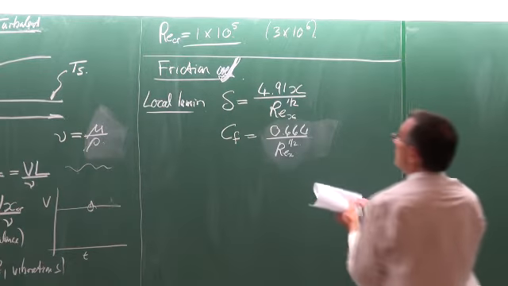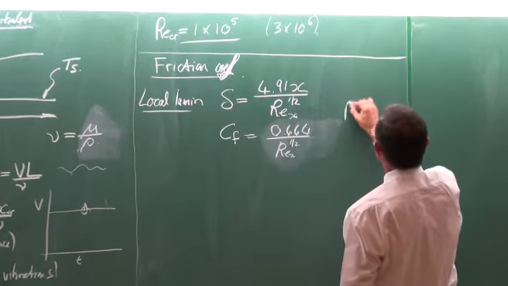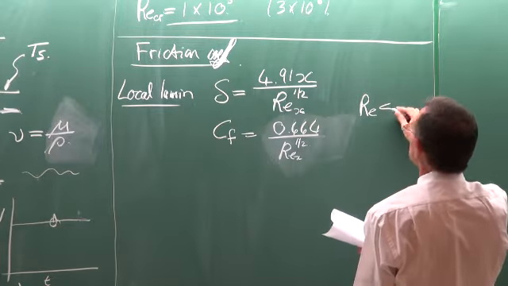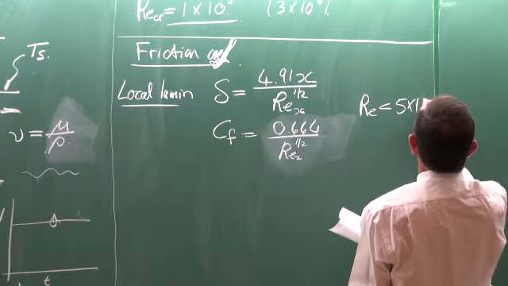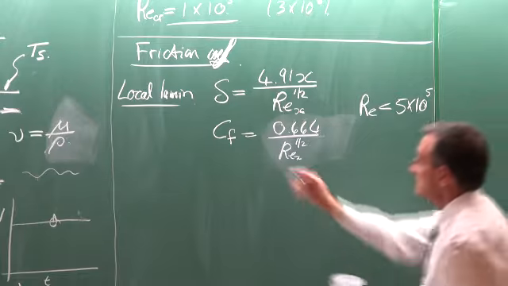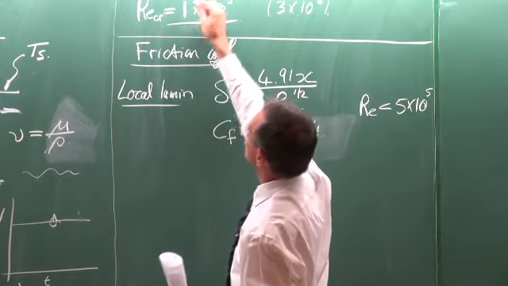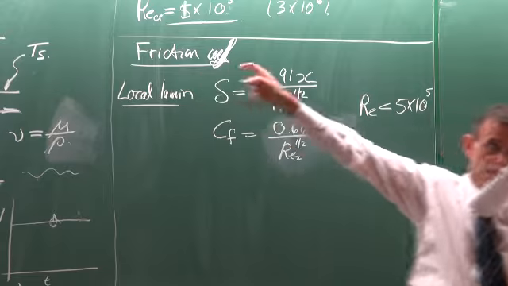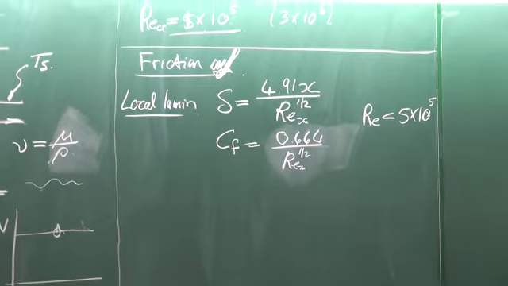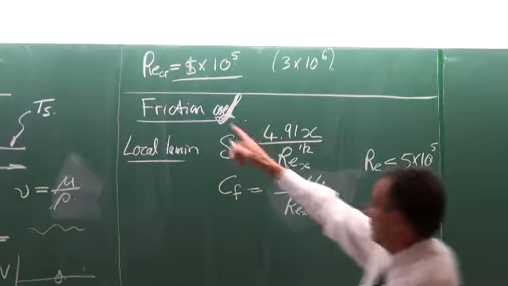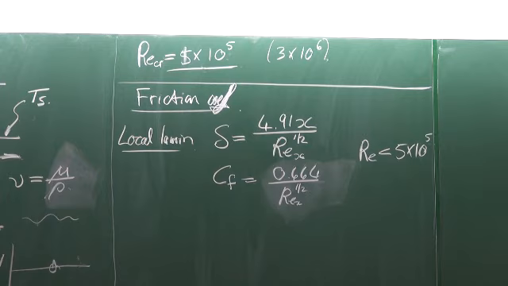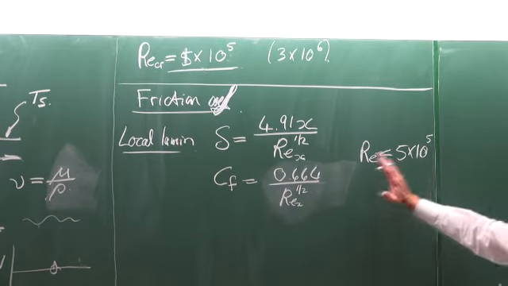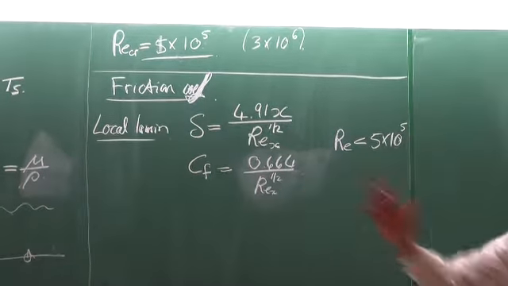This is valid for a Reynolds number smaller than, ladies and gentlemen, sorry, that one should be 5, 500,000. The critical Reynolds number in this module is not 1 multiplied by 10 to the 5, but 5 multiplied by 10 to the 5, 500,000. So for laminar flow, those are the local values.